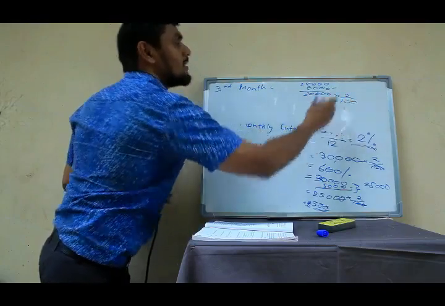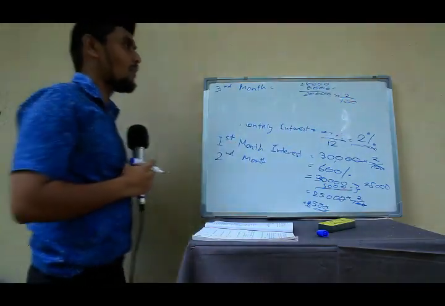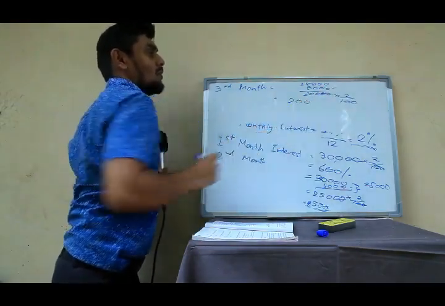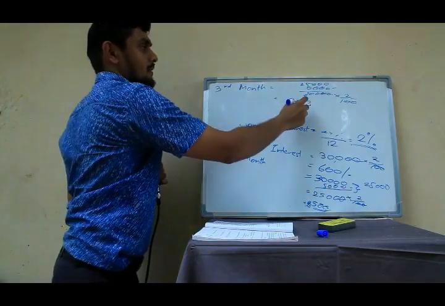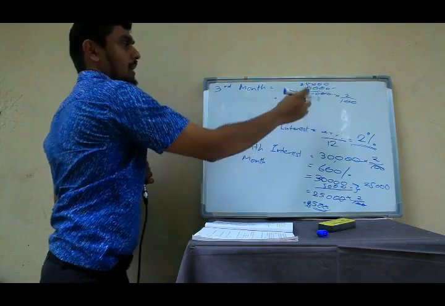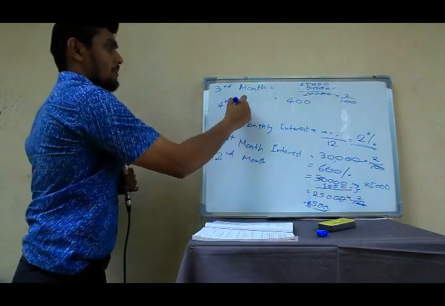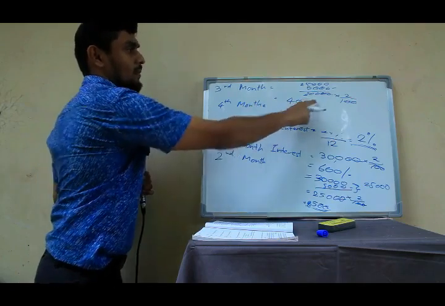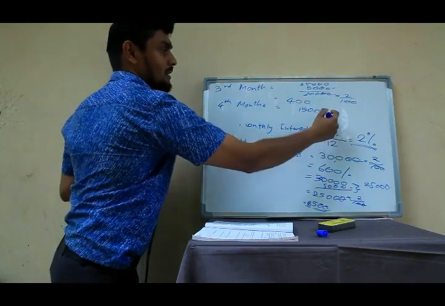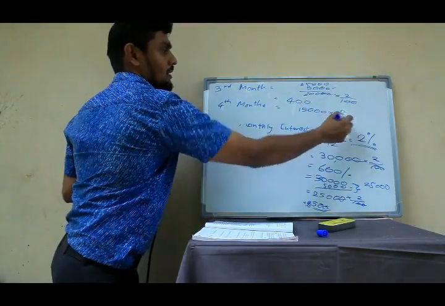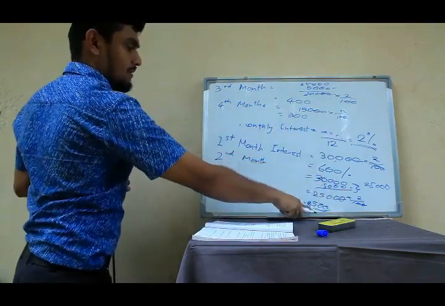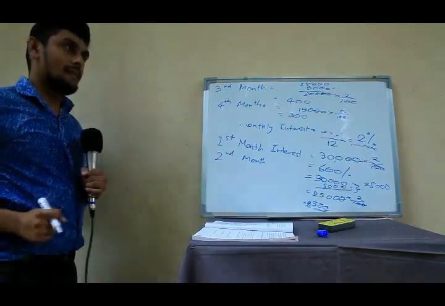That 20,000, we can find 2 over 100, which means 400 rupees. Likewise, the fourth month. Now you have 20,000 minus 5,000, which means 15,000, and the interest is 300. Likewise, 600, 500, 400, 300.